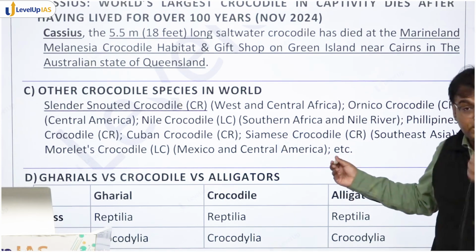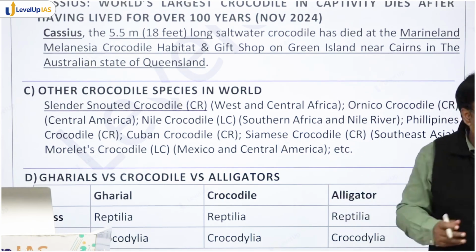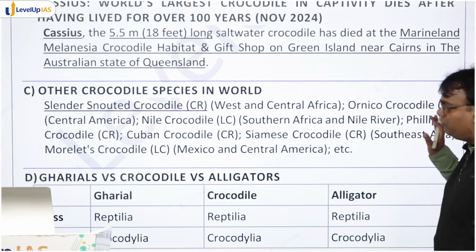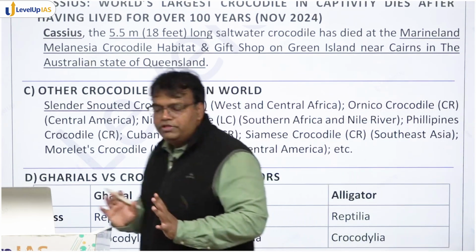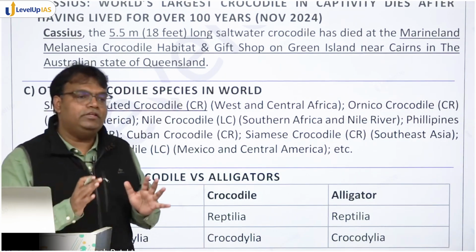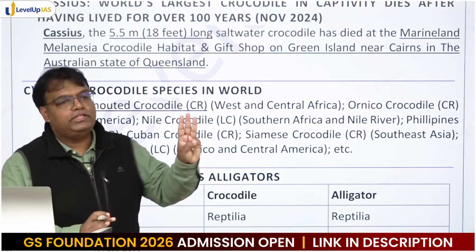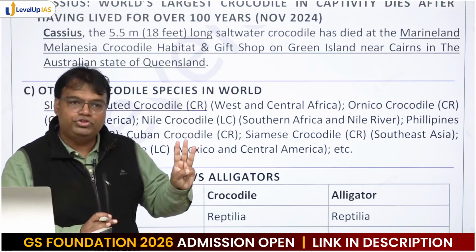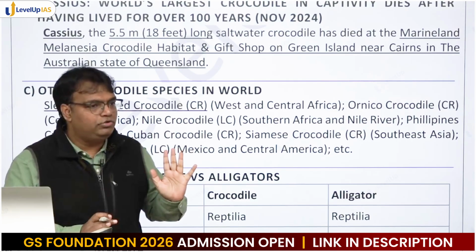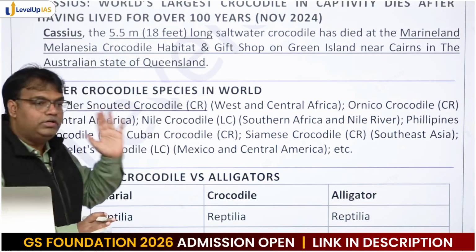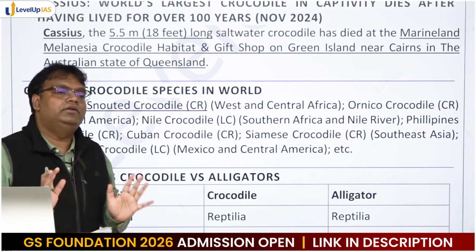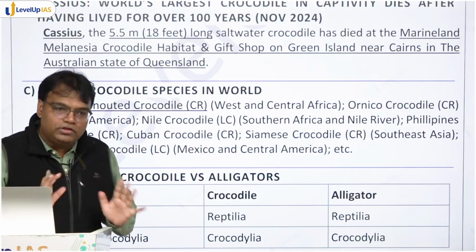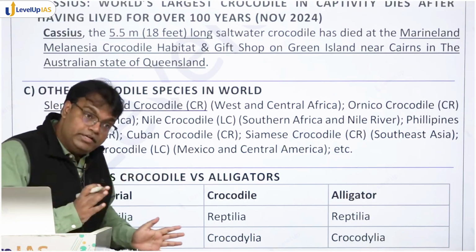And at the end, what did I write? Etc. It means there are more crocodiles. Now, do we have to remember these? We don't have to remember these crocodiles. The purpose is to tell you that there are other crocodiles too. We have to study only 3, and we must remember well the 3 crocodiles that we know. Don't remember all these. This is just for our awareness that there are other crocodiles too, other critically endangered crocodiles too.